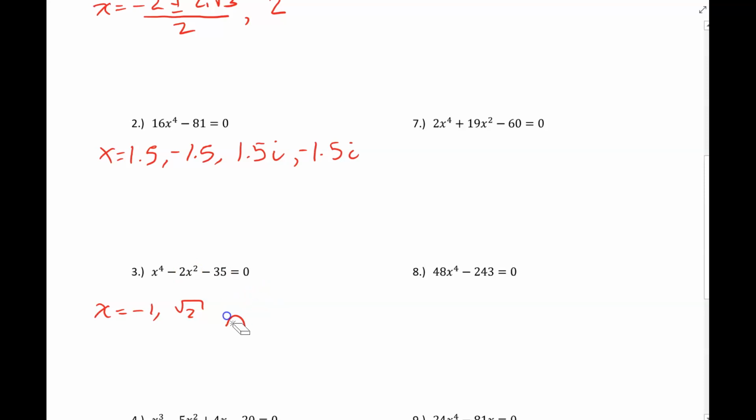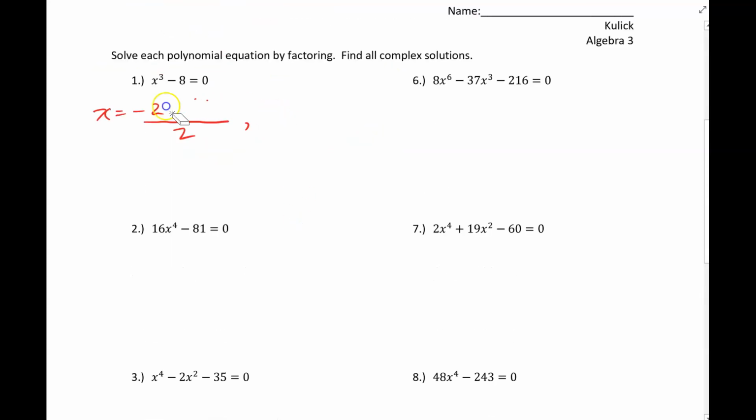So let's do this and go back to the beginning. How do you start any one of these problems? Anybody? Look at the number of terms. So, good. We need to start by factoring. And the first step in factoring is to look at the number of terms.